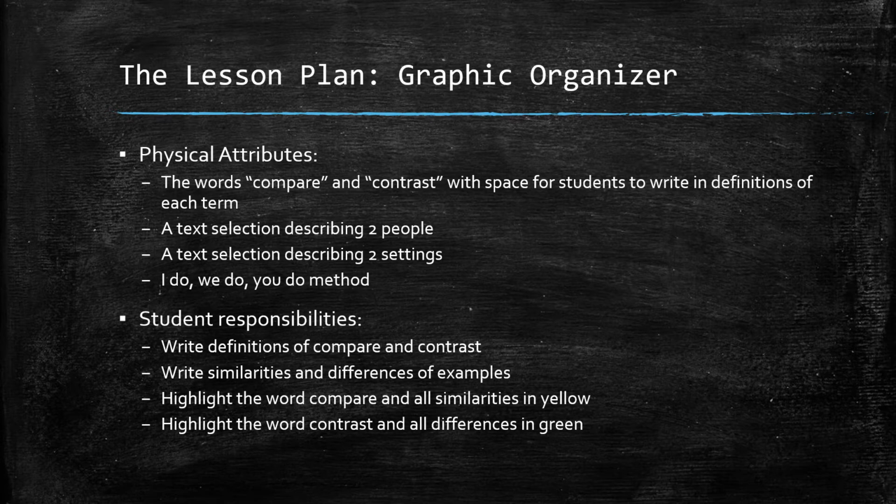Next, for the text selection describing two people, I'm going to ask students to put down their pencils and their highlighters, and I'm just going to ask them to watch and listen to me silently. And so I will go through our text selection. I will read first both selections, and then we'll go back. I will go back and I will compare them, and I'll find our similarities and our differences. I'll talk about those and I will highlight them appropriately in either green or yellow.